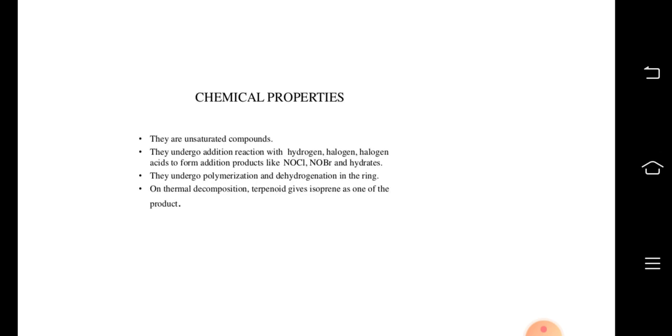The chemical properties are: they are mainly unsaturated compounds, and they undergo addition reactions with hydrogen and halogen acids to form addition products like NOCl, NOBr and hydrates. They undergo polymerization and dehydrogenation in the ring. On thermal decomposition, terpenoids give isoprene as one of the products. This is very important, the last statement.